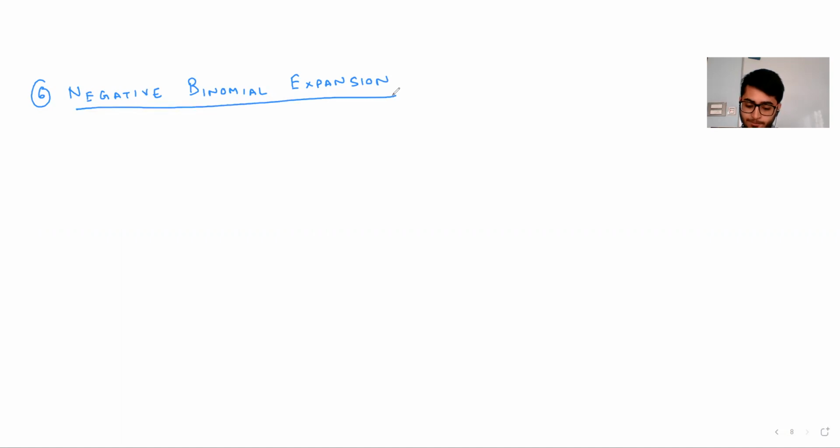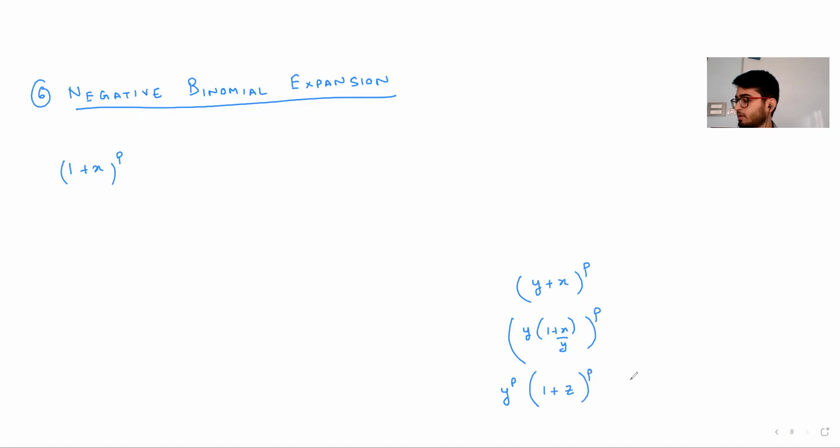Negative binomial expansion. Generally, it's this form we try to bring in: 1 plus x whole to the power p. You might think, why 1? Why not something else? Say you have y plus x whole to the power p. I can write this as y to the power p times 1 plus x by y whole to the power p. This can be written as y to the power p times 1 plus z whole to the power p, where z is nothing but x by y. So the point is, any particular term can be brought into this form by a certain manipulation.